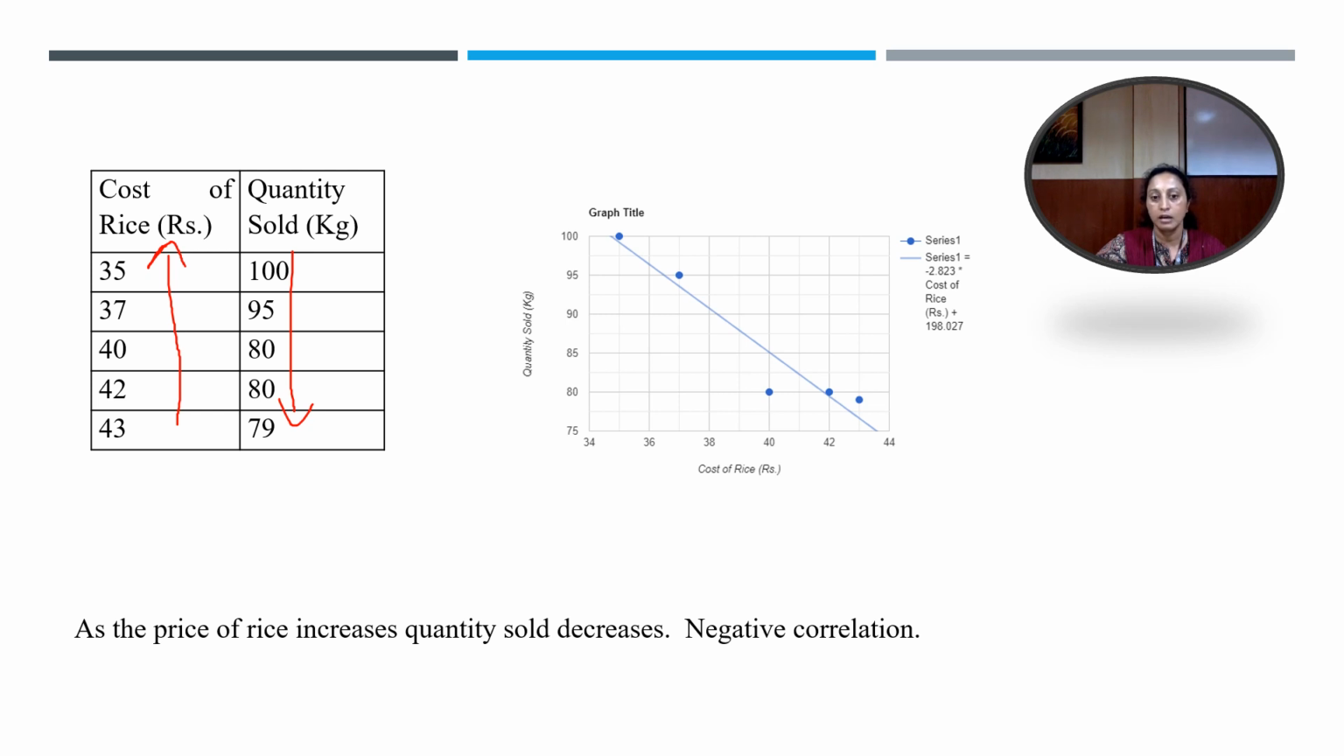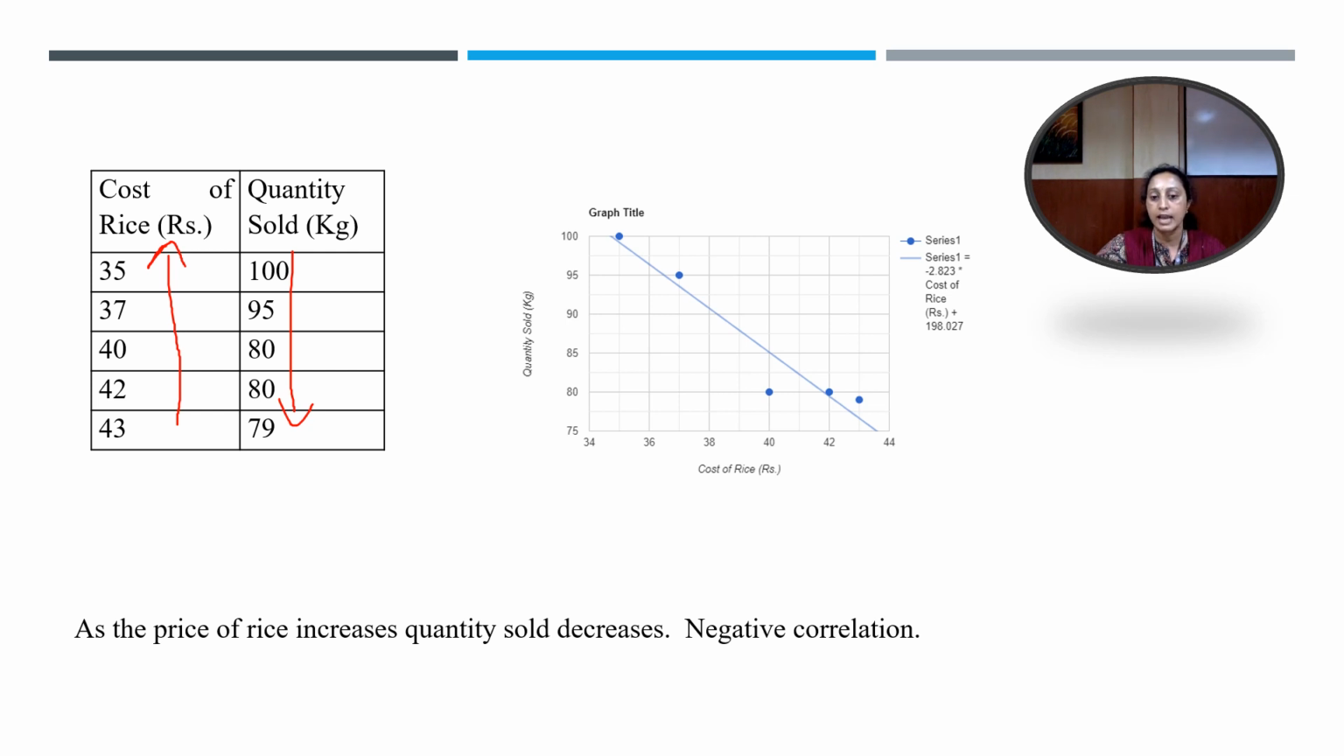The same data can be represented through the graph. In this graph, the x-axis represents cost of rice and the y-axis represents quantity sold. The same points can be represented through the graph, and this graph is called a scatter diagram.